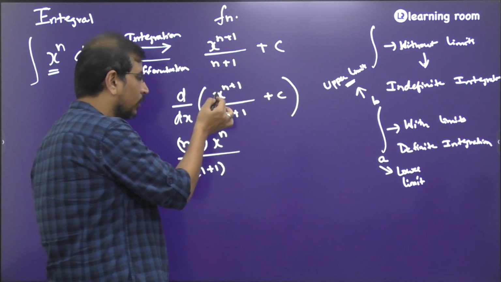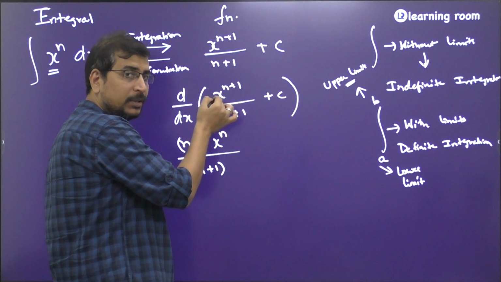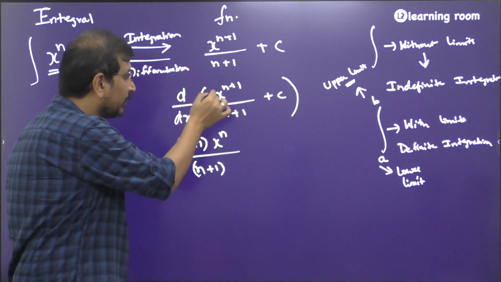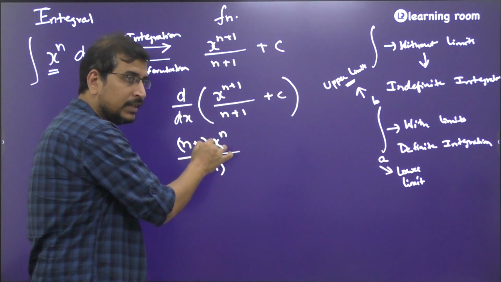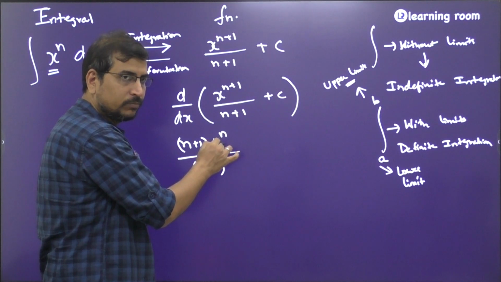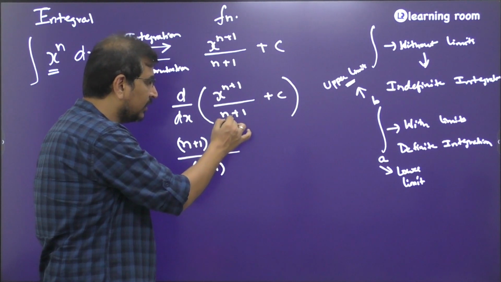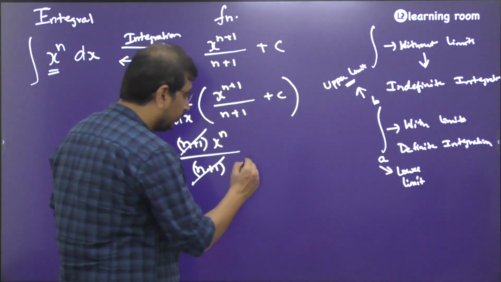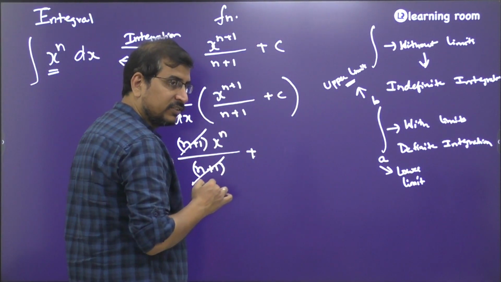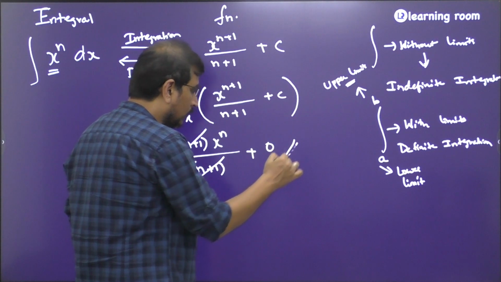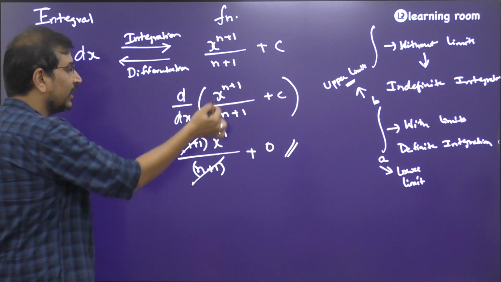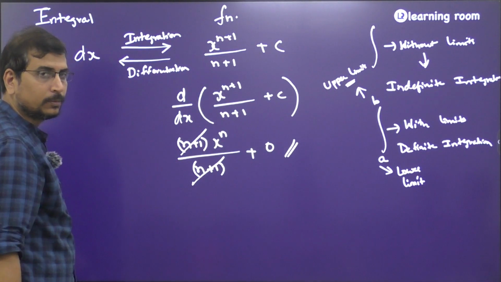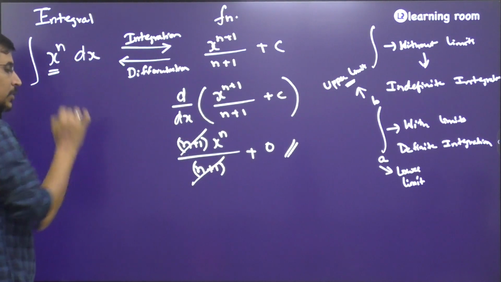So what should I differentiate? Only x power n plus 1. The derivative of x power n plus 1 is n plus 1 into x power, reduce the power by 1, x power n, the whole divided by this n plus 1. N plus 1 and n plus 1 will get cancelled. Plus, what is the derivative of a constant? 0. So on differentiating this x power n plus 1 by n plus 1, what is it that you got? x power n, you got this function back.